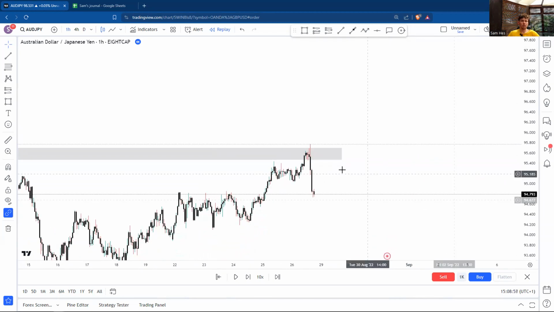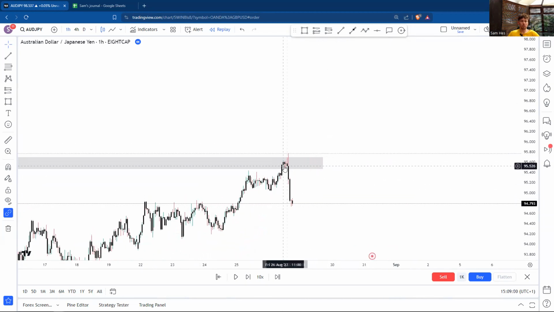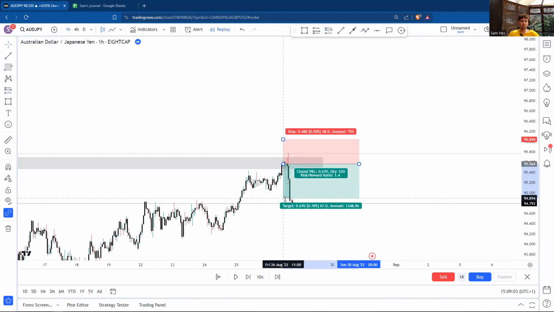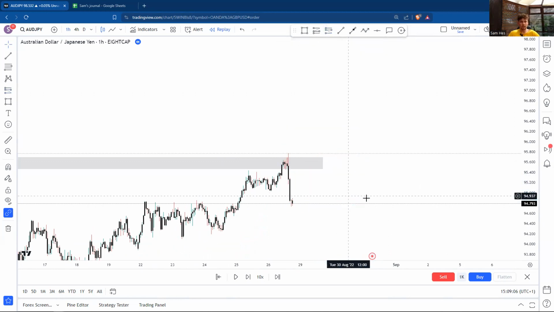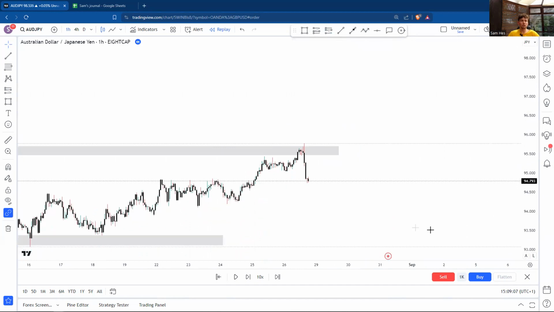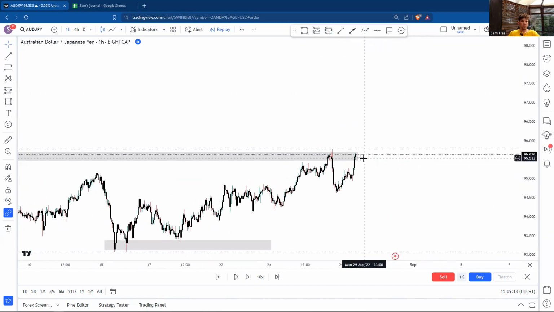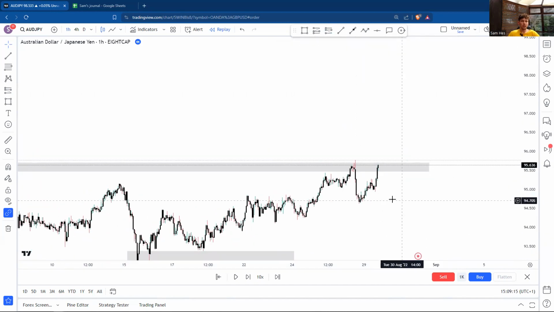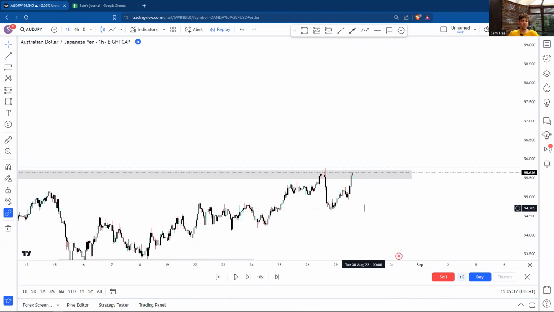Okay, unfortunately we went too quick, but this would have been a very good example. Came to extreme zone, rejected, and we would have entered here and got a 1.25 risk reward winner. But we're not going to take it because I skipped too quick, but just to show you a good example of how it would work. When price comes to the zone a second time so quickly, typically I disregard it. Okay, I wouldn't be looking at it as well.